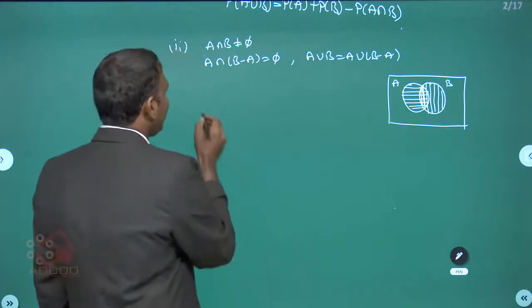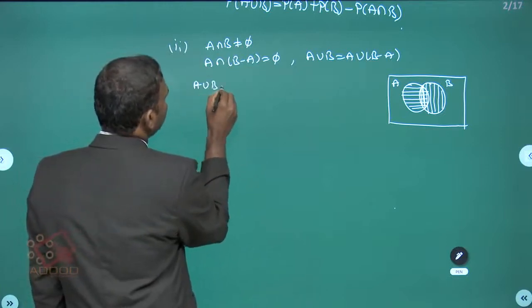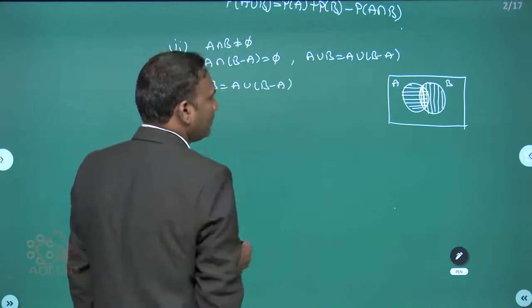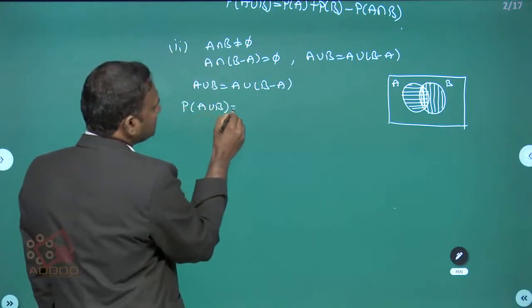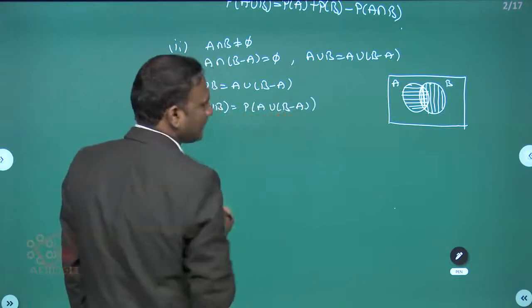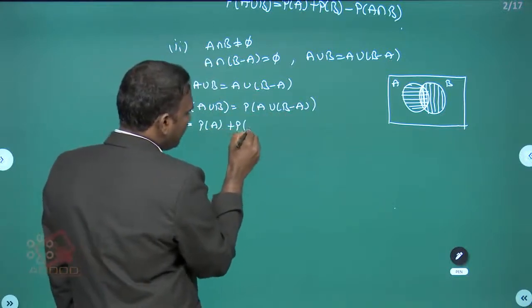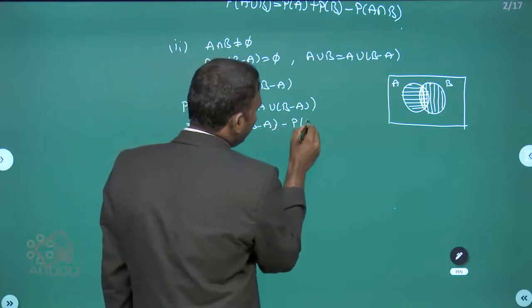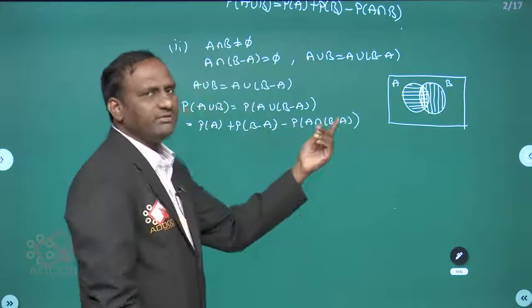So now here I am taking A union B is equal to A union (B minus A). Next, operate P for this. P of A union B is equal to P of A union (B minus A). This can be written as P of A plus P of B minus A, minus P of A intersection (B minus A).